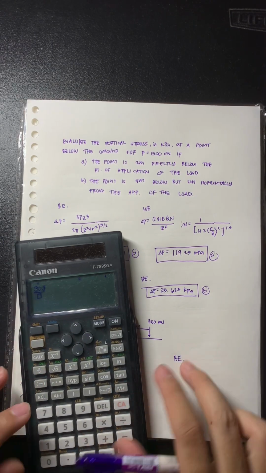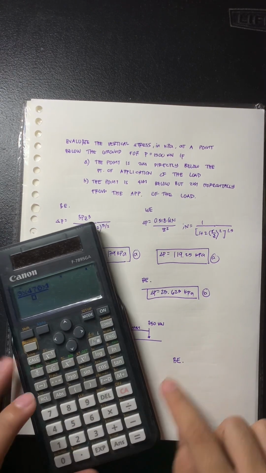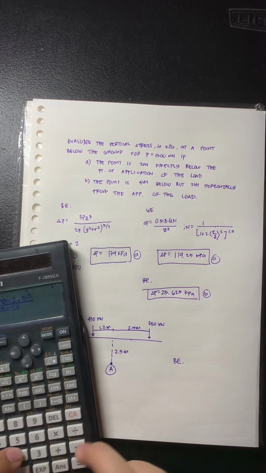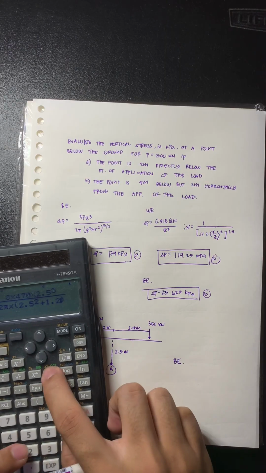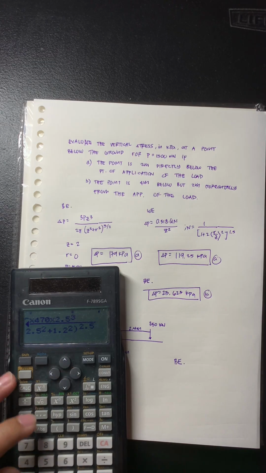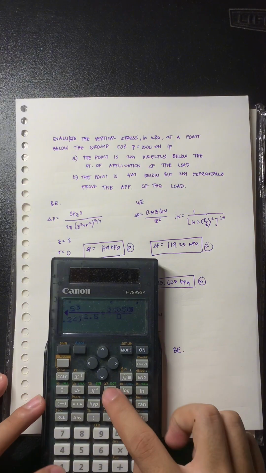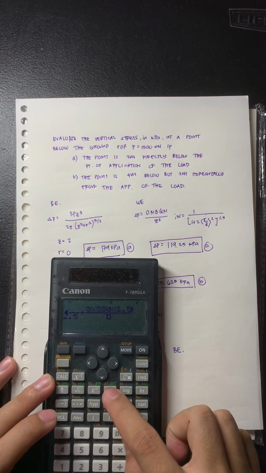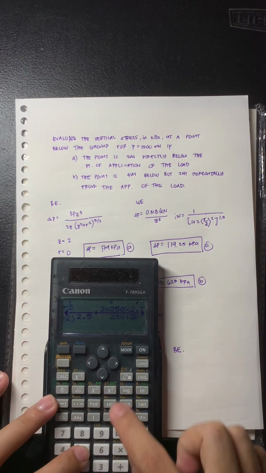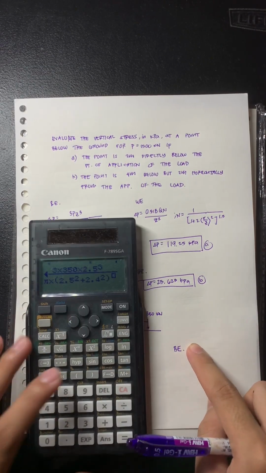So, 3 times the load, which is 470, times Z cubed, which is 2.5 cubed, over 2 pi times the quantity of 2.5 squared plus 1.2 squared, raised to 5 halves. Then we add the other one. 3 times the point load, which is 350 kilonewton, times Z cubed, the same Z, over 2 pi times the quantity of 2.5 squared plus 2.4 squared, raised to 2.5.